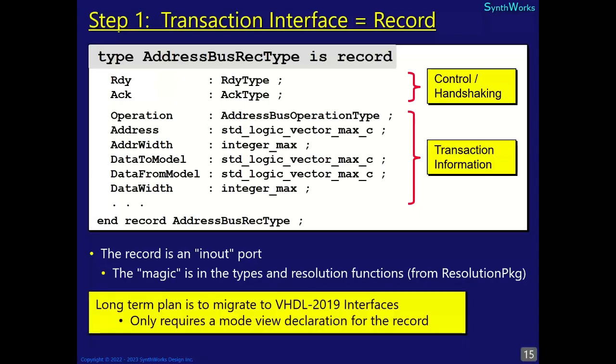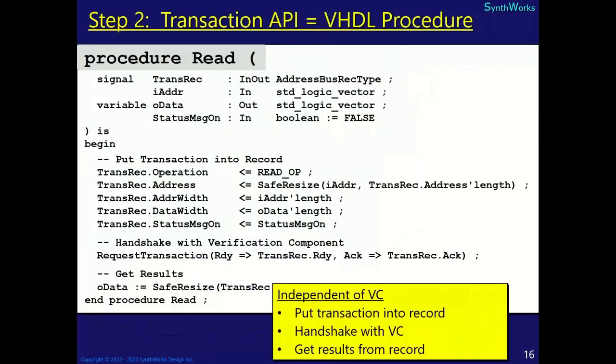Our long-term plan is to migrate to VHDL-2019 interfaces, which were designed exactly for doing things like this. It's a very simple step. It's a mode view declaration that needs to be added. I've tested it out, making sure that the feature works the way we wanted it to. Just not enough vendors support it, so we're not going to make it a permanent part of the library just yet.